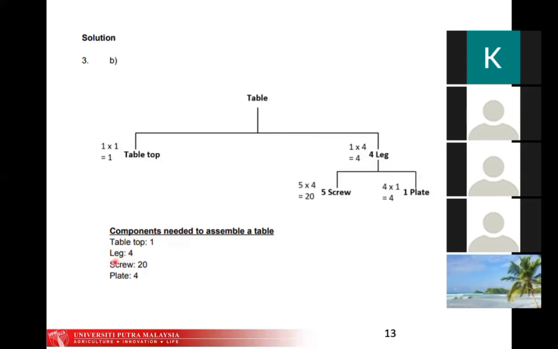We can use the same formula to construct more than 1 table, for example 2, 3, or 4 tables. Just use the same formula, construct the tree diagram, and list out the components. So that's all for question 3B.